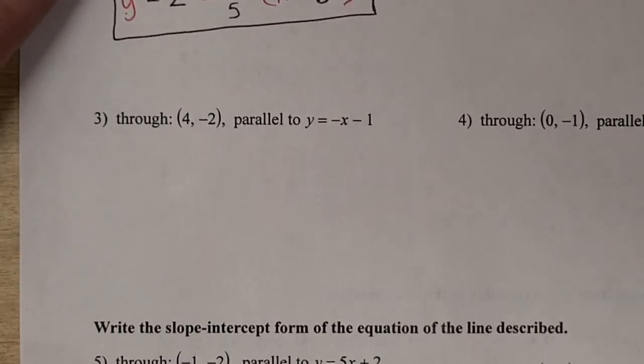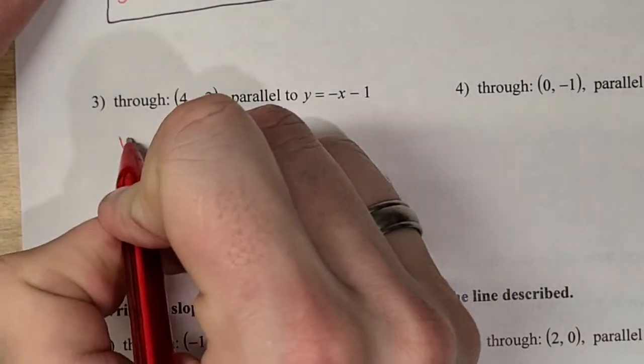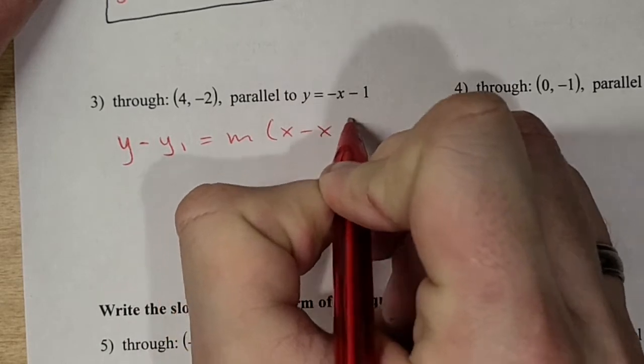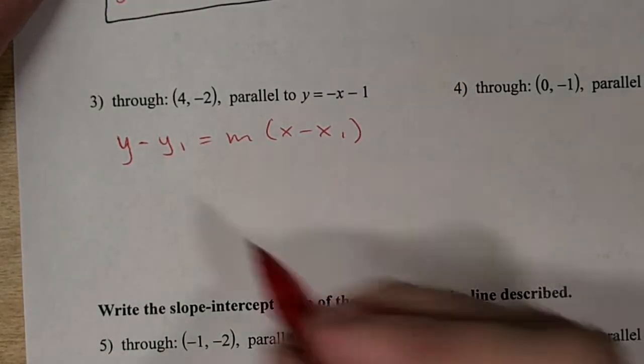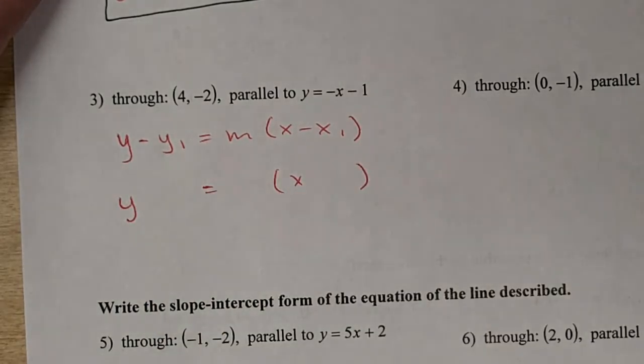All right, number 3, same thing. So still point-slope form, so we are still looking at y minus y1 equals slope times x minus x1. You don't have to write this out every single time, but I find it helpful when explaining.